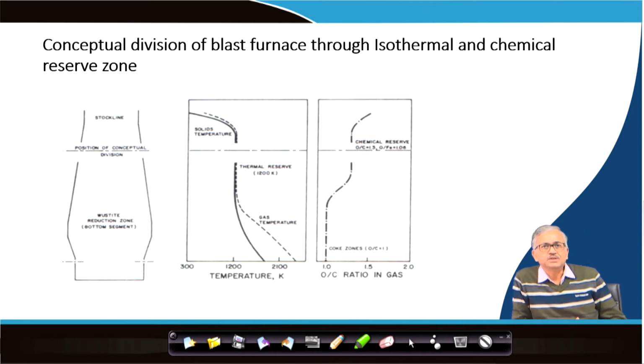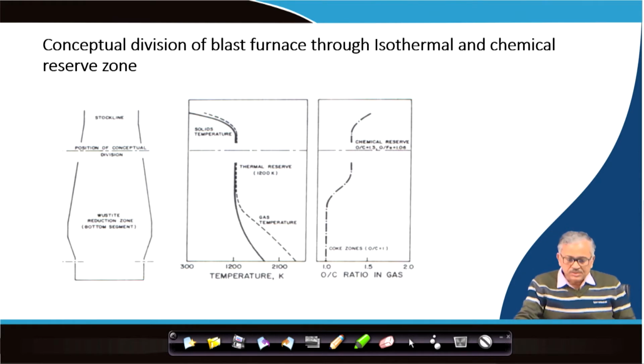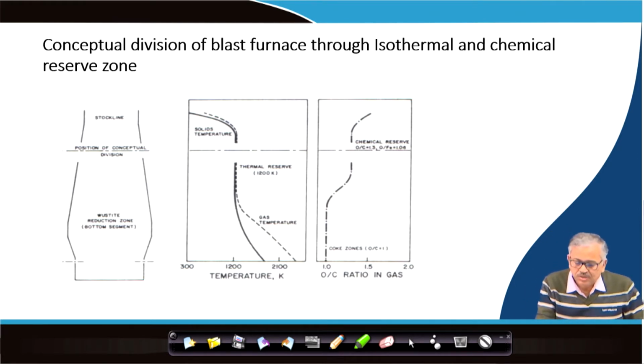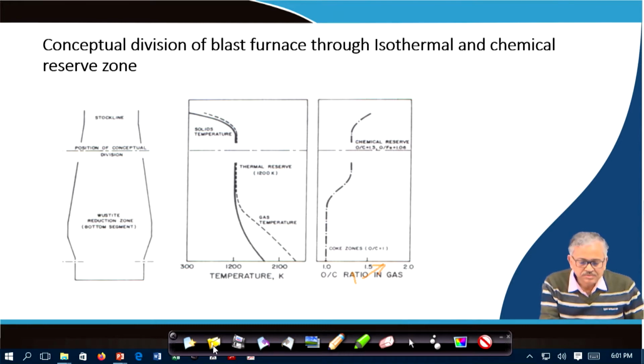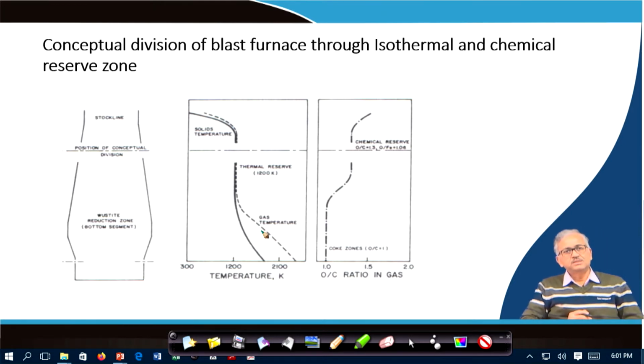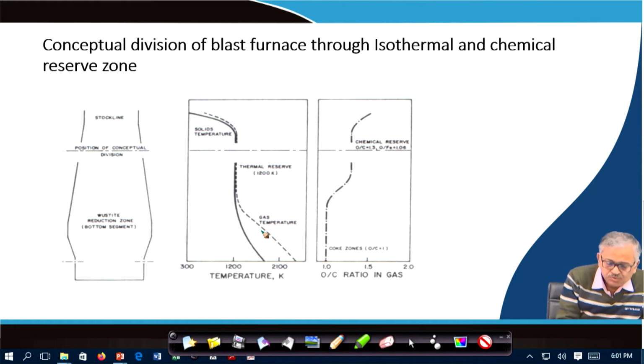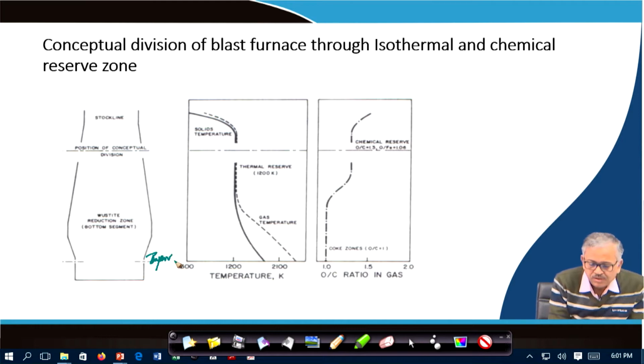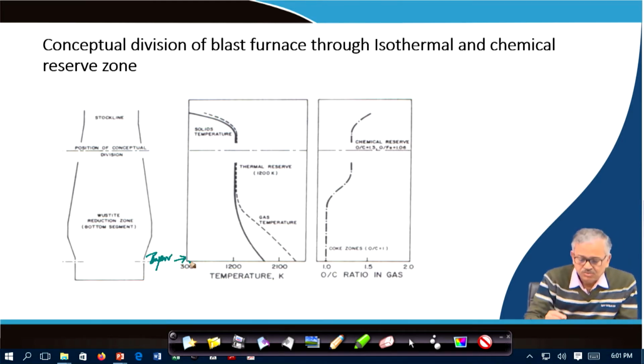Now, the conceptual definition of the blast furnace through the isothermal and chemical reserve zone. If you see the first diagram, this is basically the temperature profile. The solid line is for the solid, and the dotted line represents the gas temperature profile as it moves up, as you move up above the tuyere line. This is basically the tuyere.